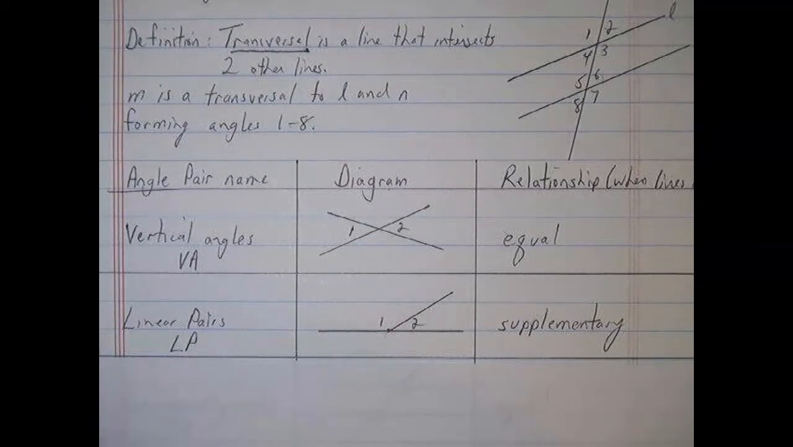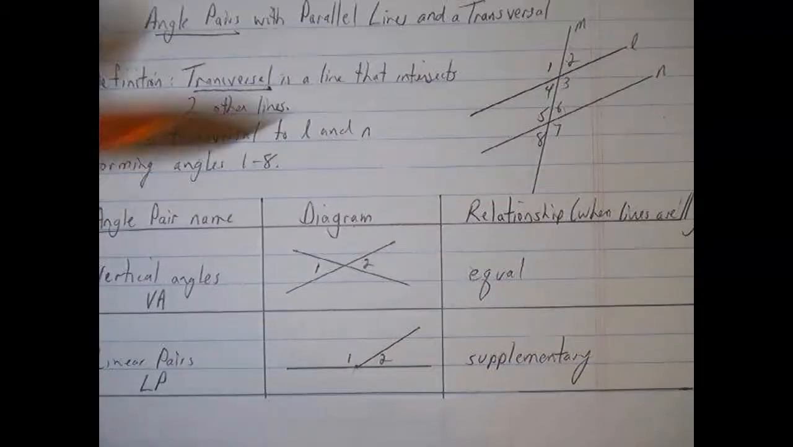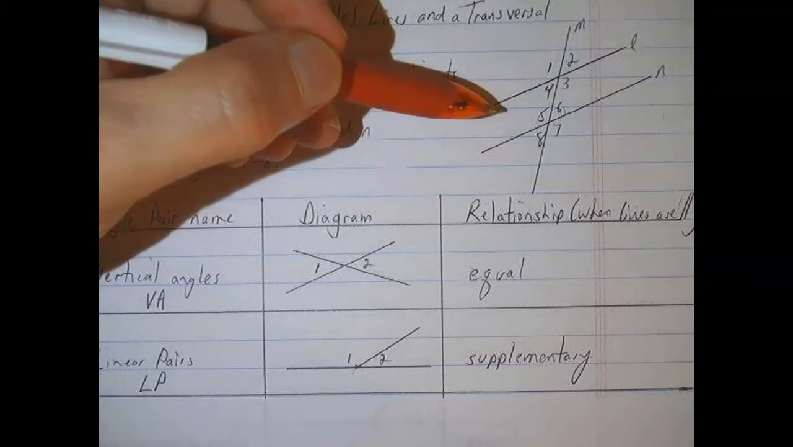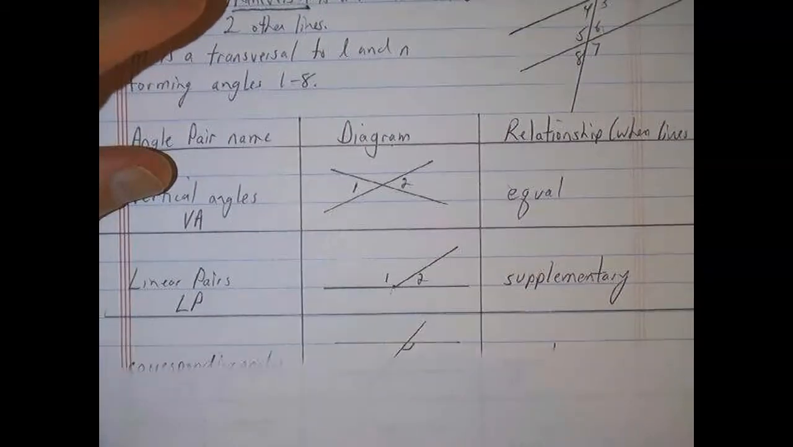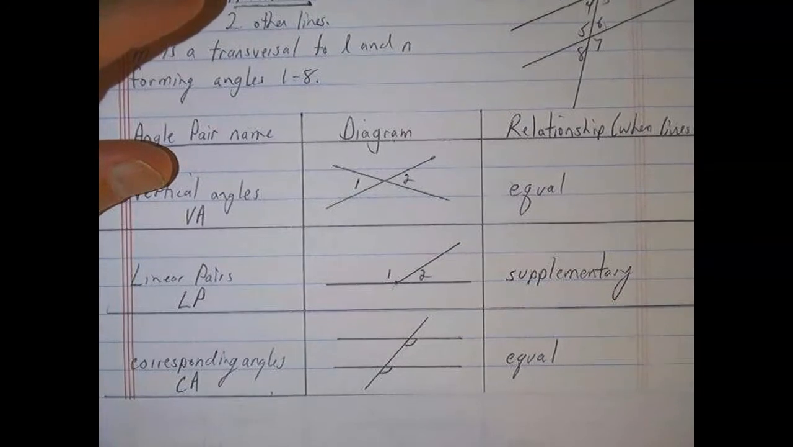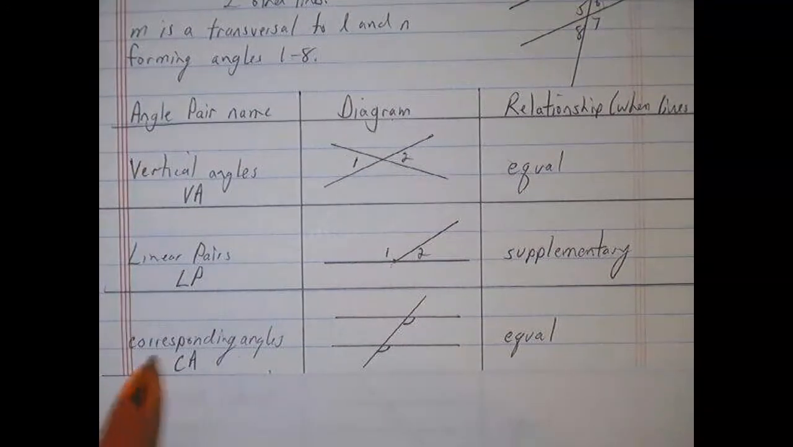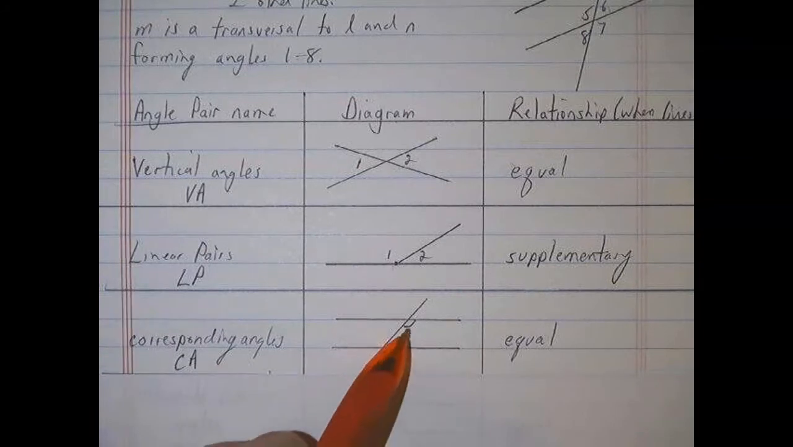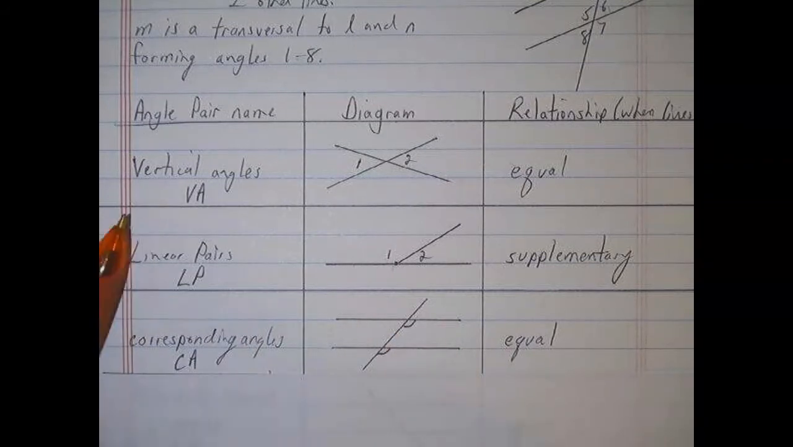But what we're going to see now is other pairs of angles formed by a more complicated diagram that has two parallel lines and a transversal. All right, so the next pair of angles that we're going to talk about are called corresponding angles. I've shown you the name, corresponding angles, and the abbreviation CA. I've shown you a picture here of two lines that appear to be parallel. I'm using the lines on the lined paper to make sure that they really are parallel. And I picked one of the four different pairs of corresponding angles. You can see they're both obtuse and they look like they're both equal.